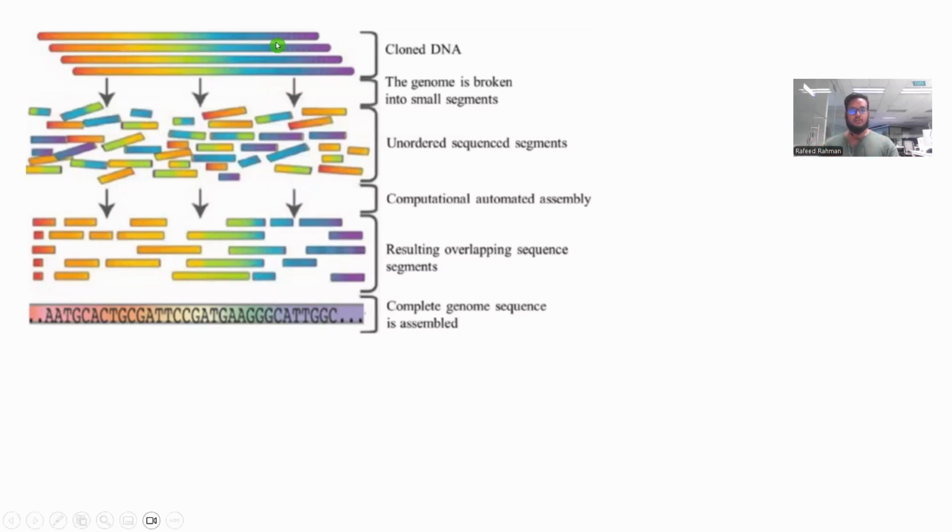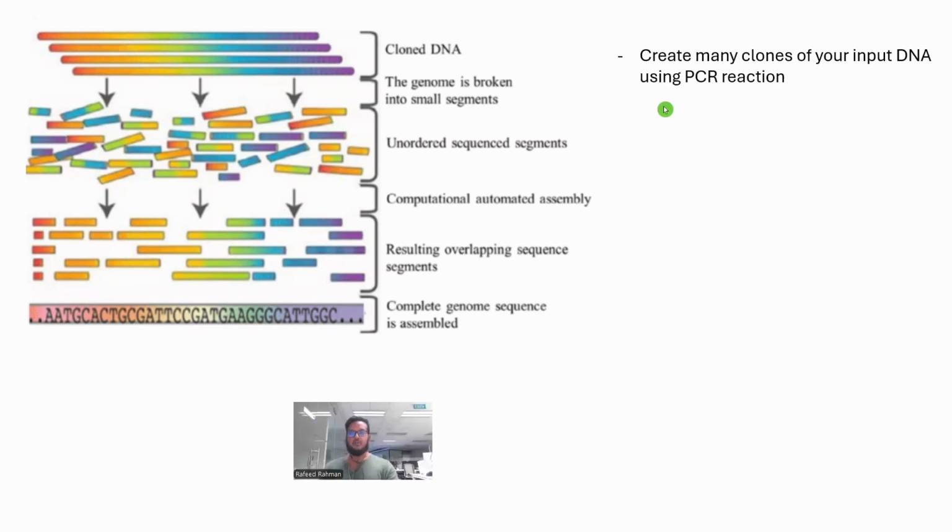In order to read the entire DNA, we first have to follow a few steps. We have to create many clones of your input DNA, because reading DNA is a cumbersome, messy process. It's good if we have multiple copies and can read as much as we want, so we want a bulk of your DNA. There is a thing called PCR, polymerase chain reaction, using which we can create many clones of our small input DNA.